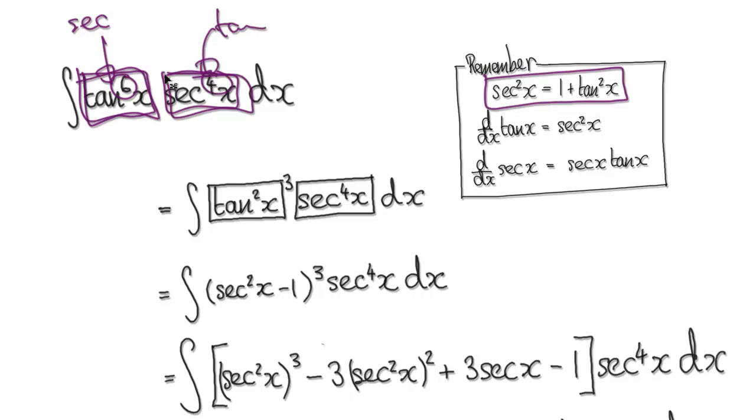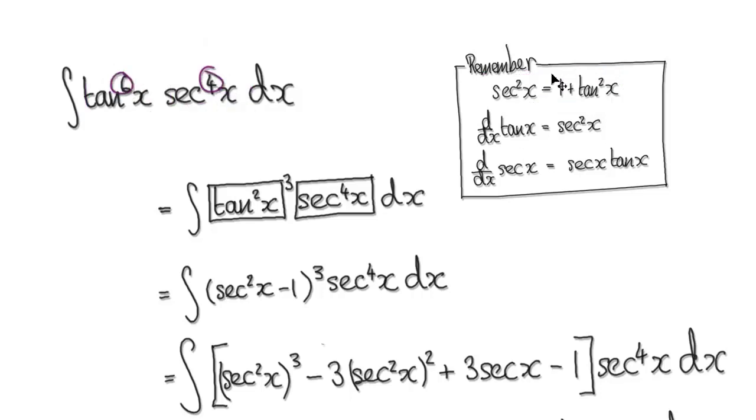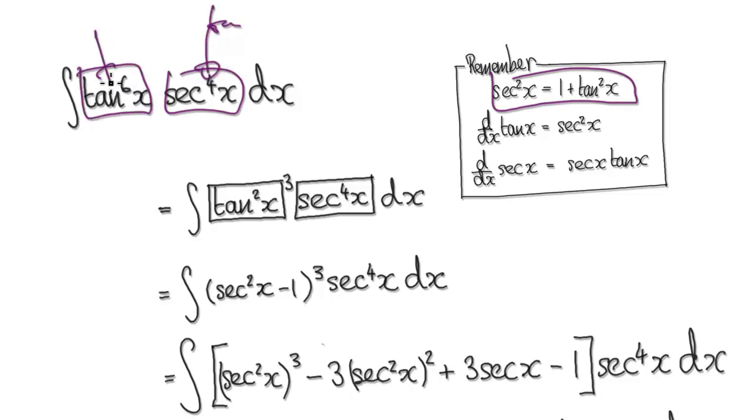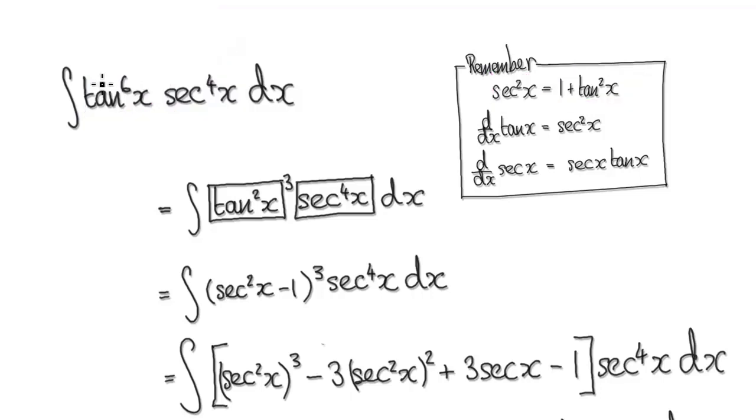So when you have an even power, we can make use of this to change this block into all tan, or we can change this block into all secant. So let me just illustrate the point here. So visualize this block here as tan squared to the power 3. We can make use of this and change this block here to work all in terms of secant. So here, this tan block has been turned into a block containing all secants.